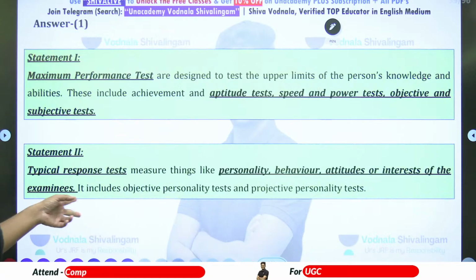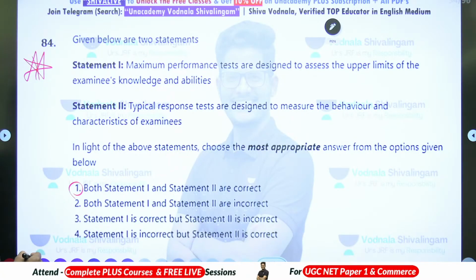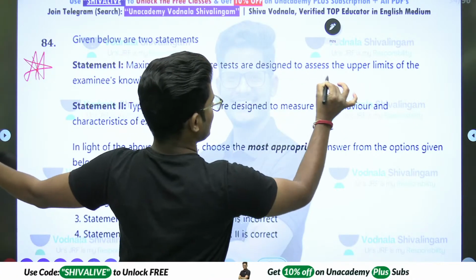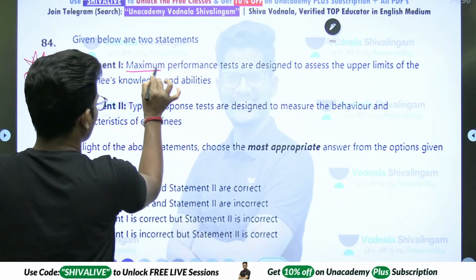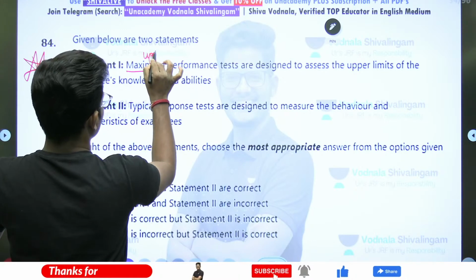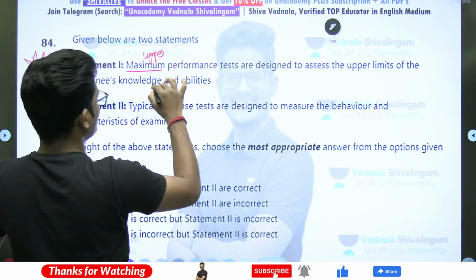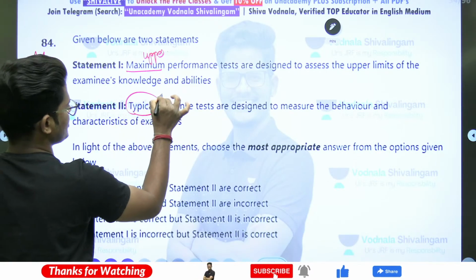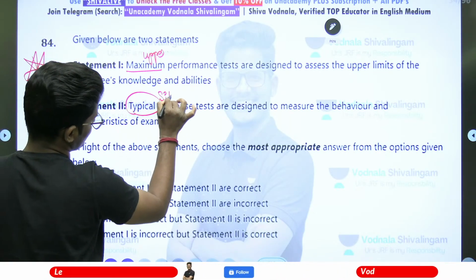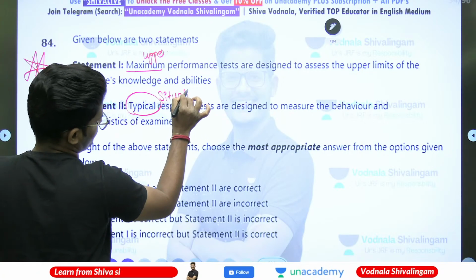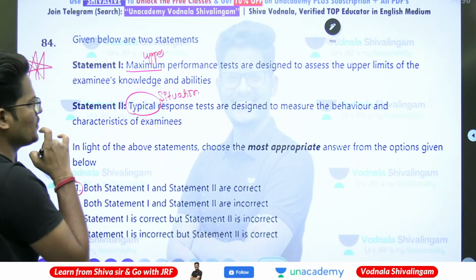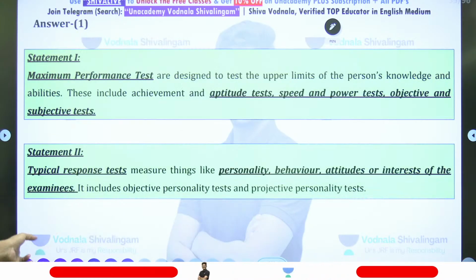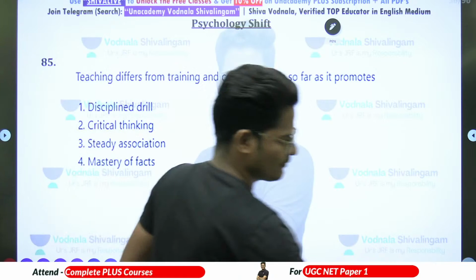So the answer is 1, both 1 and 2 are correct. Maximum performance tests are designed to assess the upper limit. That is what maximum means. Upper limit, what a person can do to a maximum extent. Typical performance means situation based, how the person is going to behave in that typical situation. That is the behavior, how the response is going to be in that particular typical situation. Next.